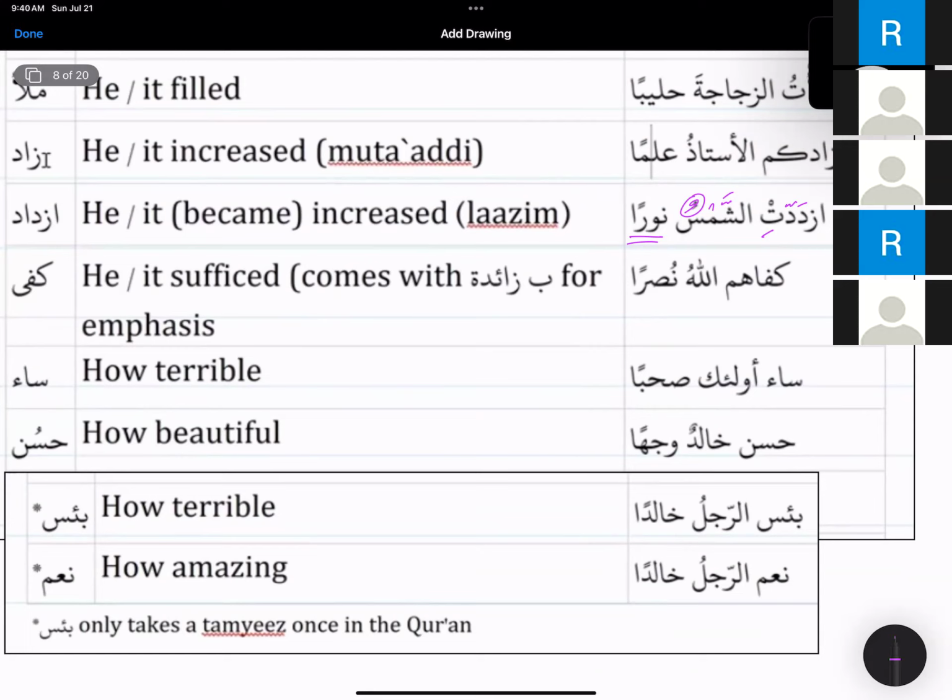So ni'ma rajulu, again Khalidan. So how amazing is the man? How amazing is Khalid as a man? Right? Khalidan is the name? Yeah, Khalid is a name. Can it be certain? How can it be common then? That's because it's giving ease, right? It is being a tamiz over here. Bi'sa and ni'ma, they need a tamiz after them.